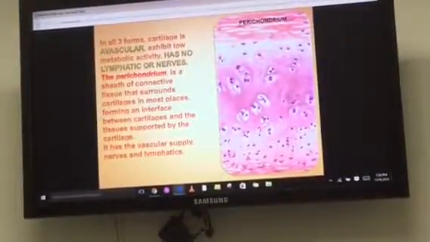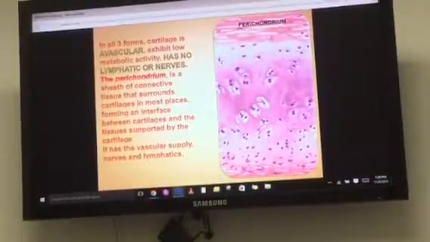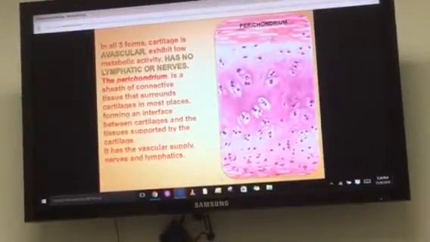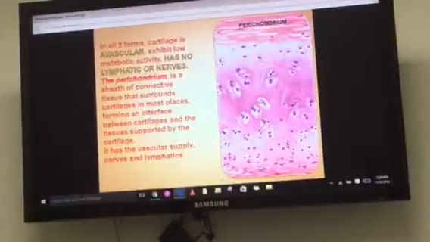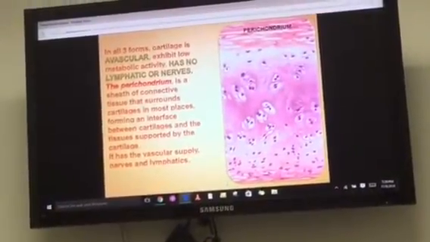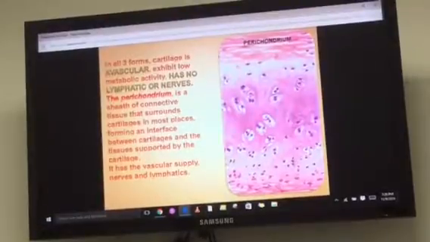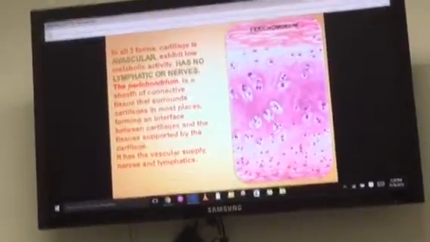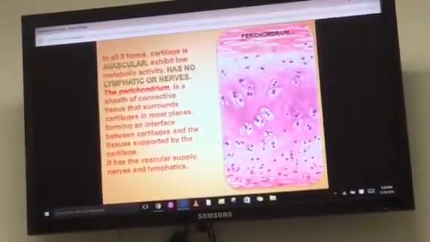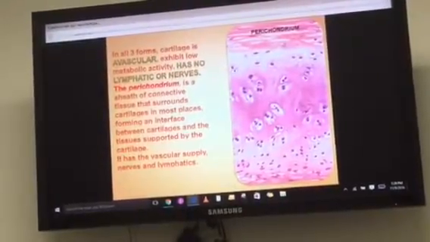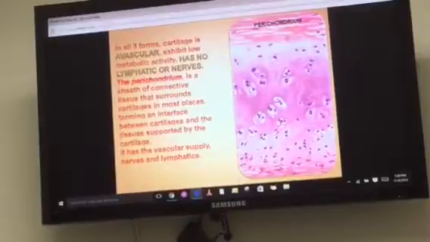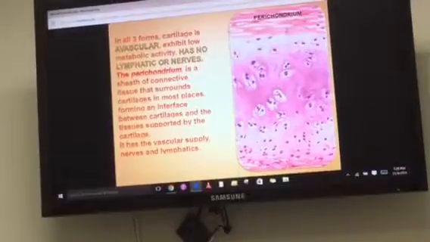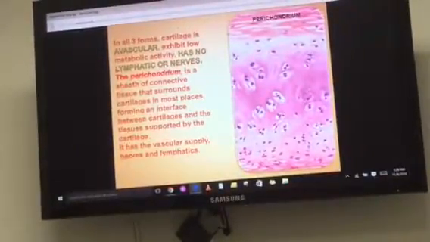Okay, so all three forms of it are avascular and exhibit low metabolic activity, with no lymphatics or nerves. The perichondrium is a sheath of connective tissue that surrounds cartilage in most places, forming an interface between cartilage and tissue supported by cartilage. It has a vascular supply of nerves and lymphatics. So cartilage doesn't have blood vessels or anything, but the perichondrium has the vasculature, nerves, lymphatics, and that's the sheath that surrounds the cartilage.